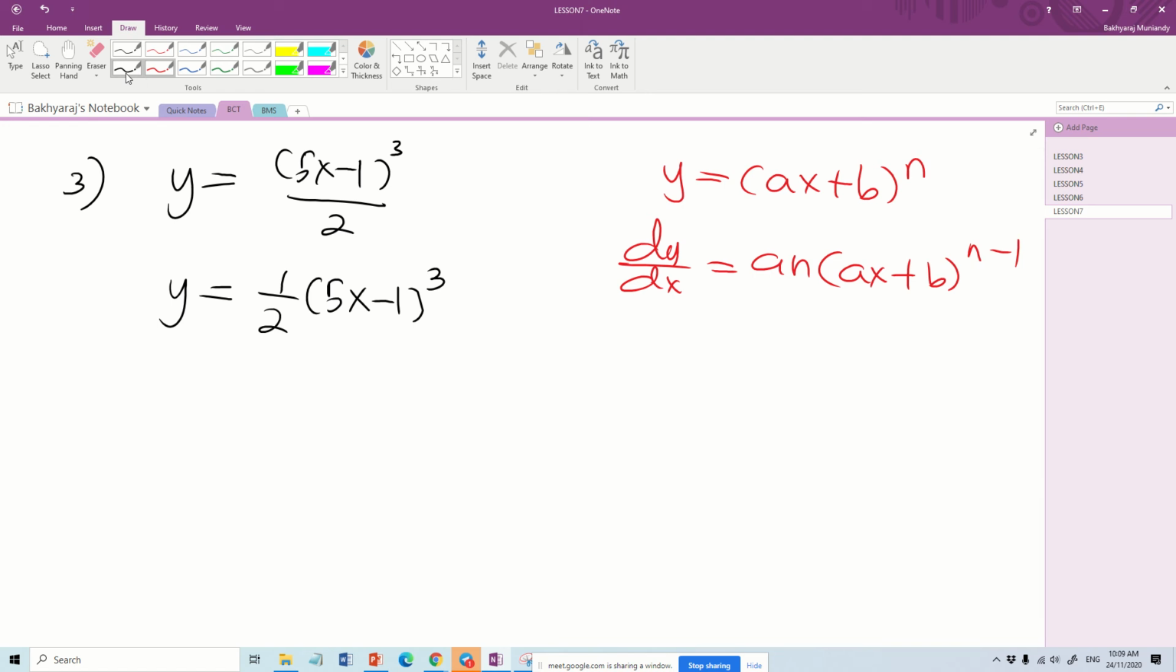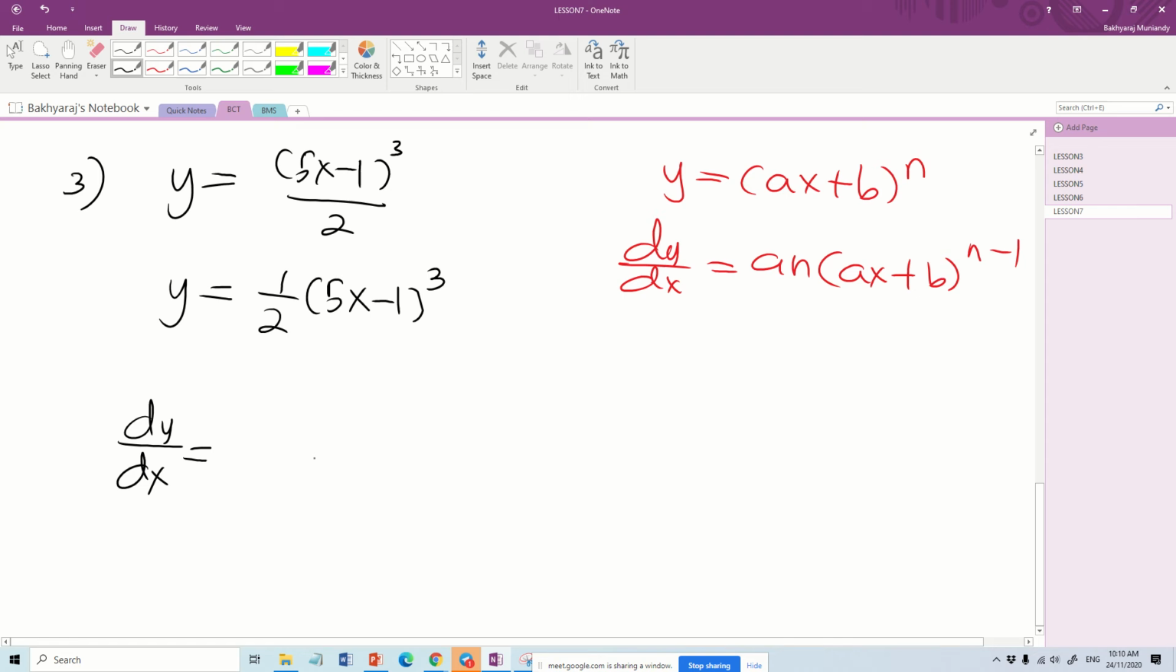So you get dy dx will be equal. Okay, anyone want to try your answer? 15 per 2. Betul?